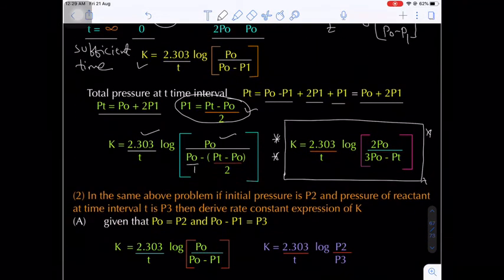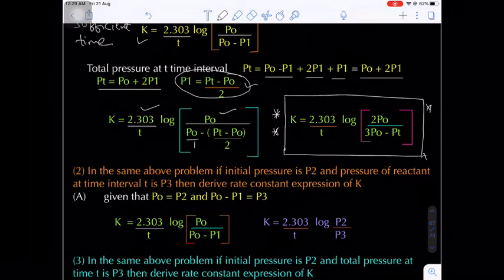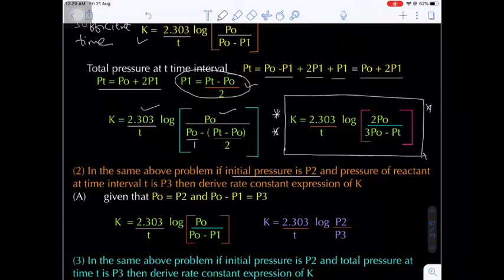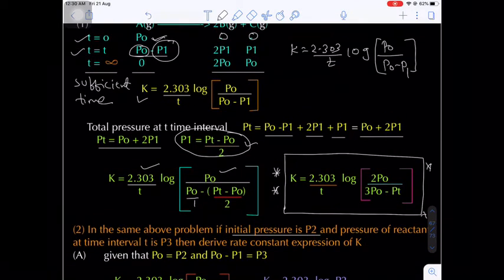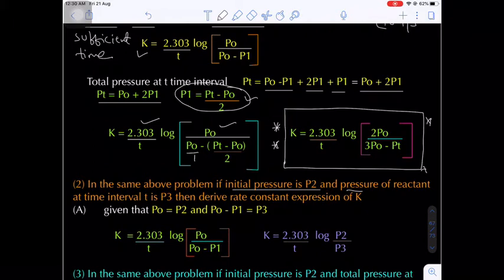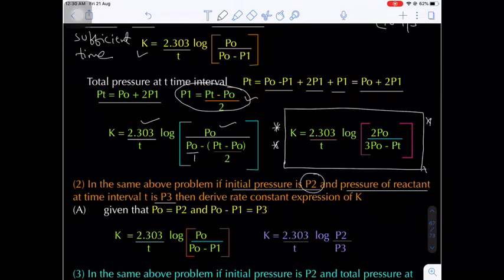Now in this same question some variations are there. Let's suppose in the same above question, if the initial pressure is given to you as P2. Initial pressure means only reactant A partial pressure. Now instead of P0, here in the question P2 is given. Remember, the partial pressure of a reactant at a certain time interval T is given as P3. Only reactant partial pressure is given at time interval T, P3, and the initial partial pressure of the reactant is given to you, P2. Then derive the rate constant expression of K.